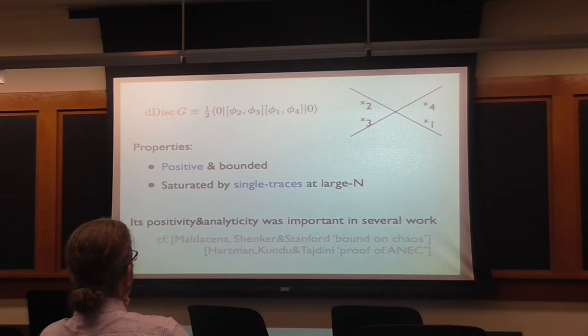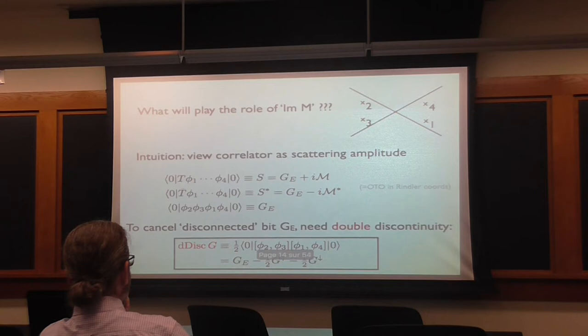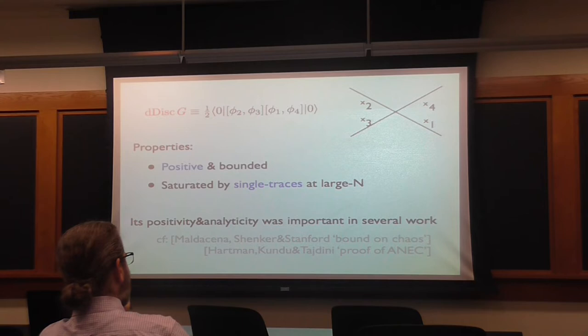Just your notation, this d on G means discontinuity in G. What's the little d referring to? Double discontinuity. Yeah, it's a double one because there are two terms like that. Oh, okay. So if you have a log, it would give you zero, but if you have log squared, you'll get one.